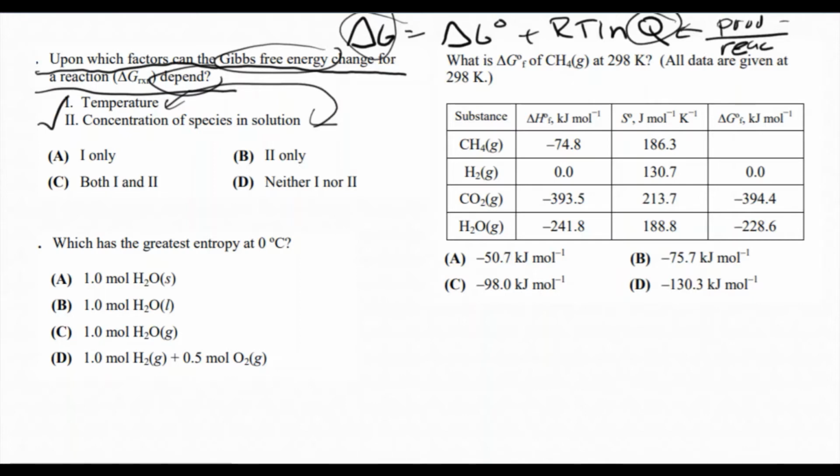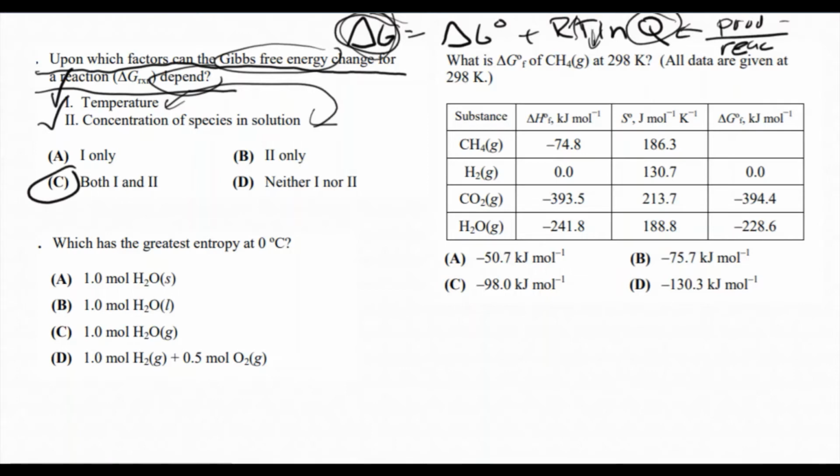Now, what about temperature? Well, yeah, it's part of the equation. Increasing or decreasing this will absolutely affect the value of delta G according to the equation. So our answer for this one is actually both 1 and 2. So the answer is C.